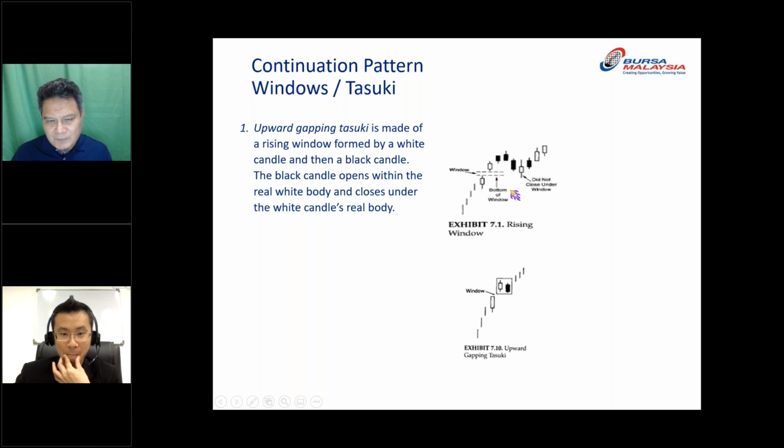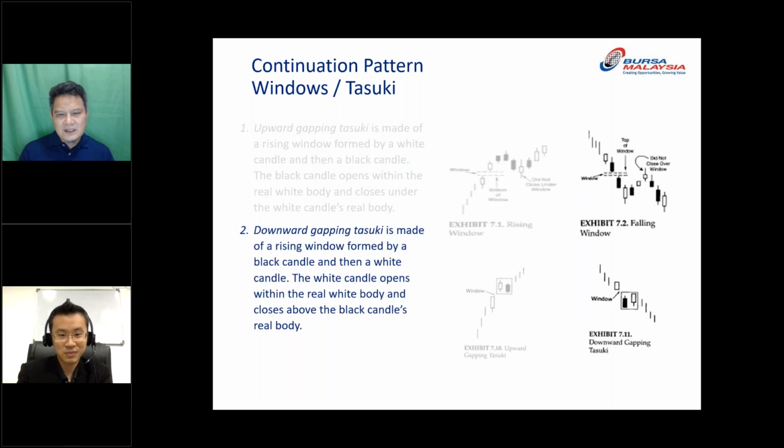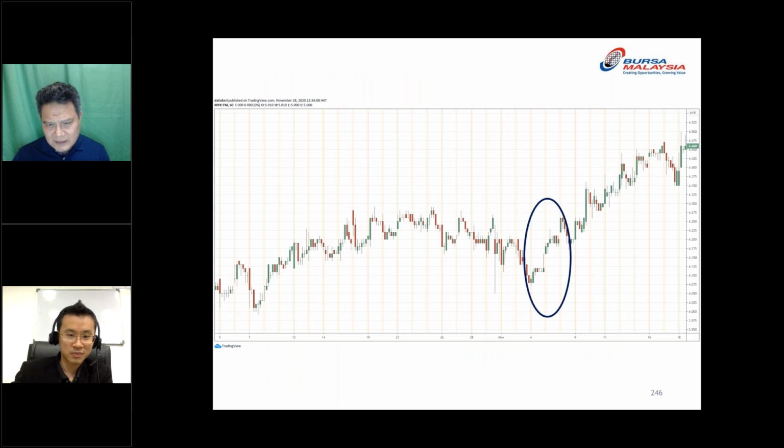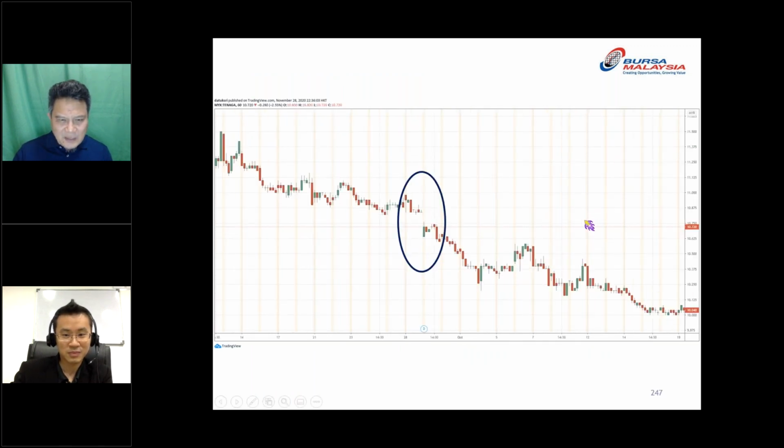If it drops below, it means that it is not valid anymore, and the price will drop. But if it doesn't come down below the gap, the price will move higher, which means that we call it a continuation. So for example, here is an upward gapping Tasuki, and this one is a downward gapping Tasuki. This is an example of upward Tasuki. You can see that there is a gap and the price goes all the way up. And this is a downward Tasuki, which means that it drops and then doesn't fill the gap, and the price goes all the way down.